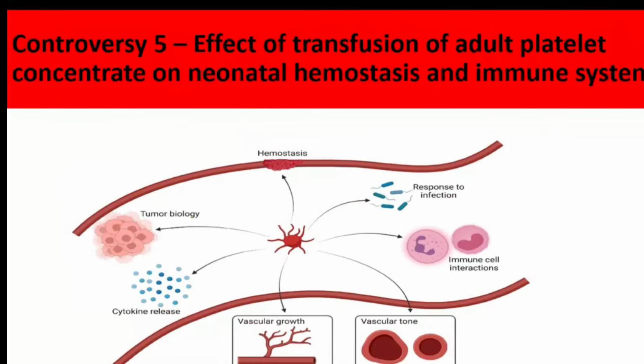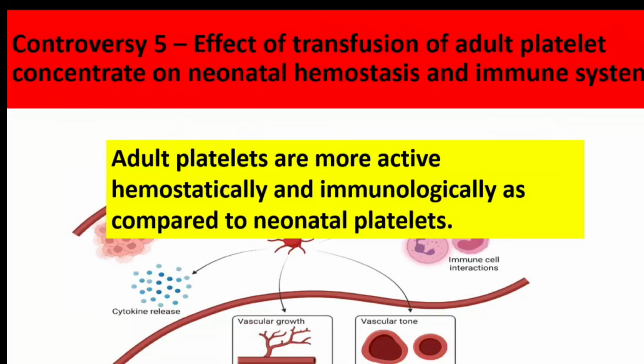there are many other functions which a platelet has to do. That is, one is response to infection, second is it will activate the immune cells, third is it will regulate the vascular tone, it is responsible for angiogenesis, platelets are responsible for cytokine release and local inflammation also, ठीक है। तो आजकल we are not looking at platelets only as a blood component, it is also a component of the immune system, ठीक है। So it has got role both in hemostasis as well as immune function.